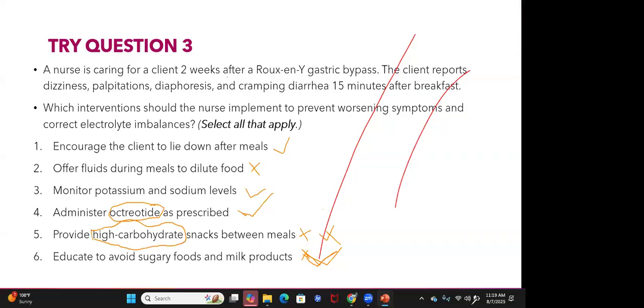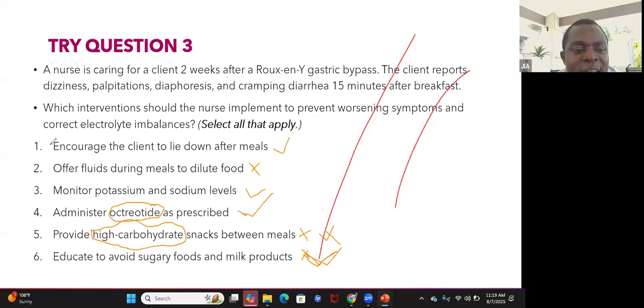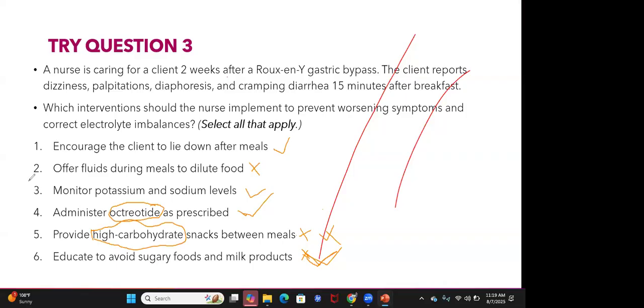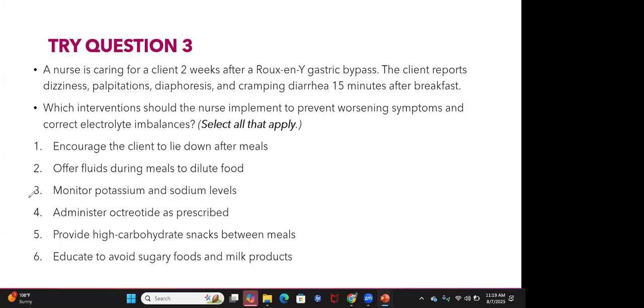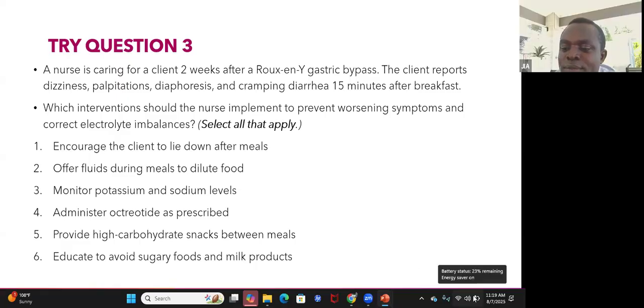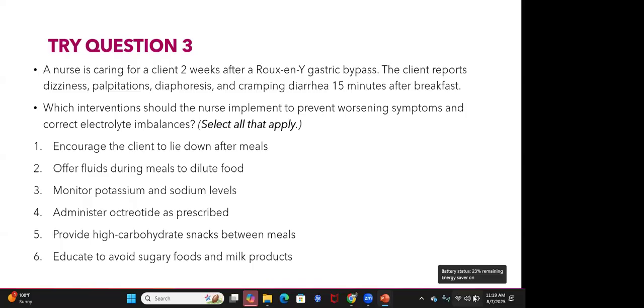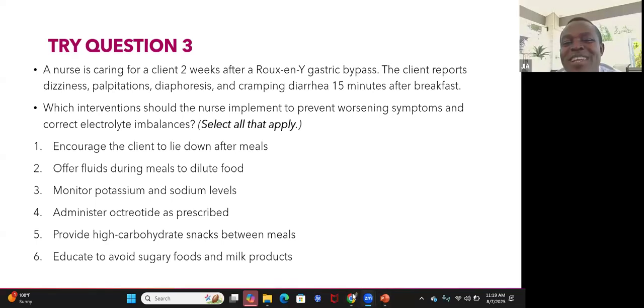Someone is saying number 1: encourage the client to lie down after meal. But in the note, they give a specified time, and in this question they didn't give a specified time. So at the end of the day, he's lying down, whether they gave a time or not. But if they gave 2 hours, that's when there is a problem. If they gave 2 hours, then we know it's wrong. At the end of the day, the person gets to lie down.